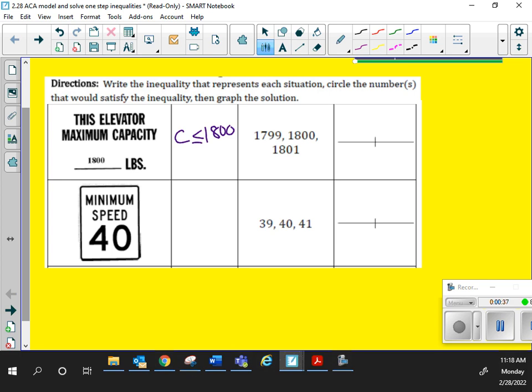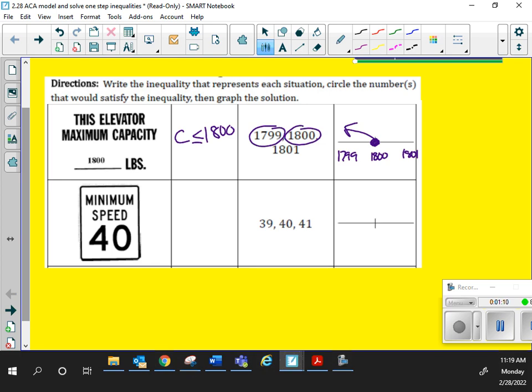Which numbers work? 1799, did that work? Yes. What about 1800? Yes, because it can be exactly equal. 1801? No. Can someone explain in words how that graph would look? There would be a filled in dot, and the arrow would be going to the left. Do y'all agree with that? Yes. I agree.